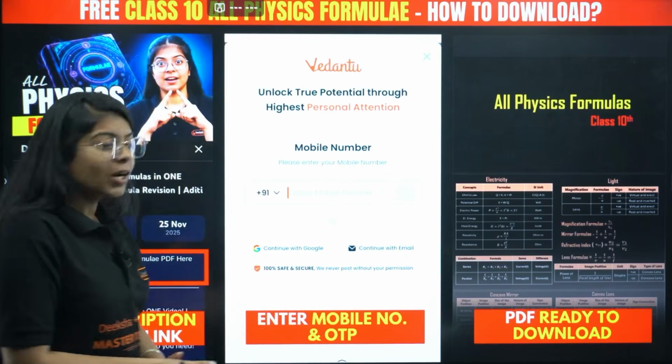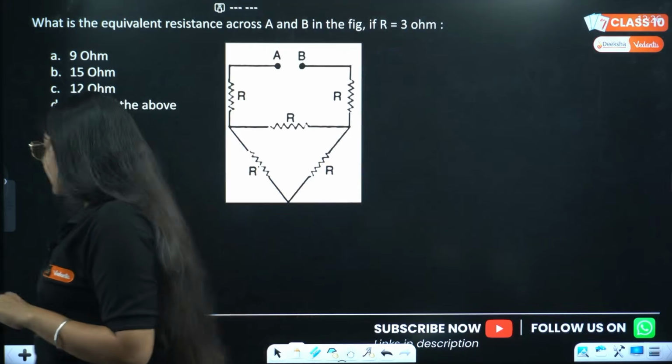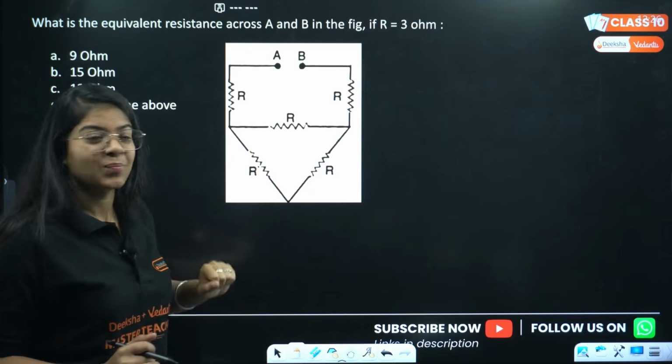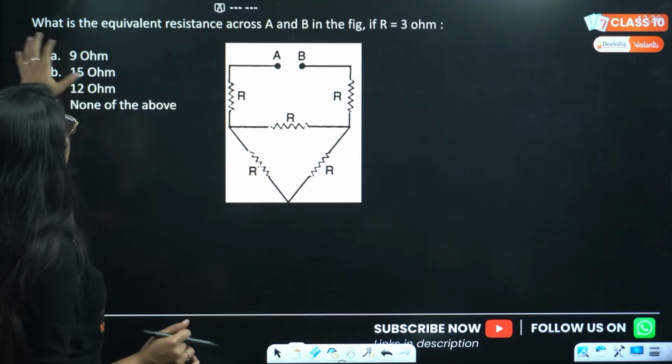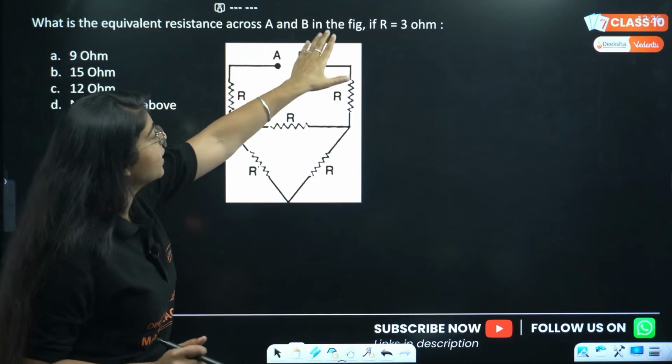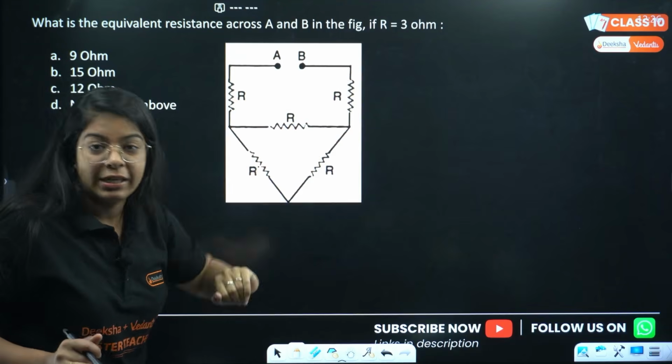Okay, moving on to the next question. We have combination of resistances, right? What is the equivalent resistance across A and B in the figure if R equals 3 ohm?